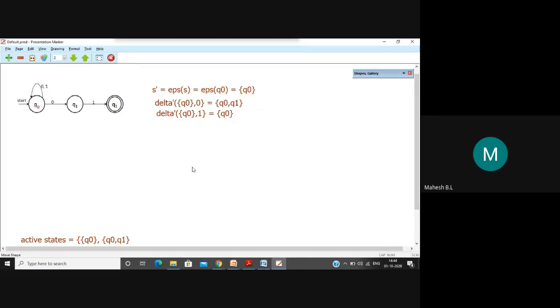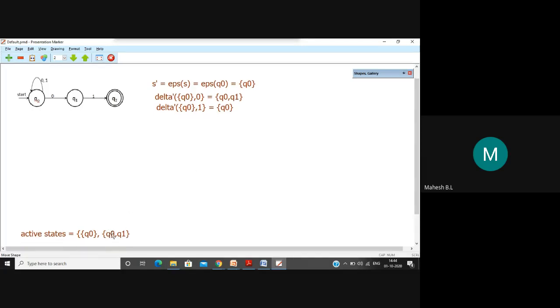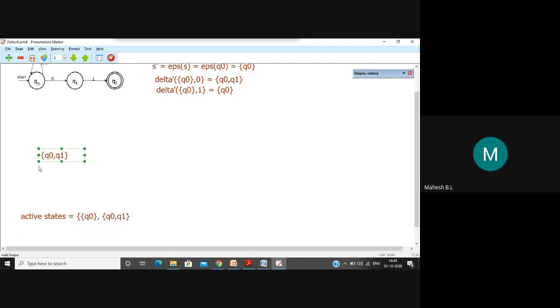In delta dash, there are two elements now. Next, we need to compute delta dash of Q naught Q1 because for this we have not computed delta dash. So next, we need to compute delta dash for that particular state. There are two symbols. First we'll compute for 0. Next we'll be computing for 1.